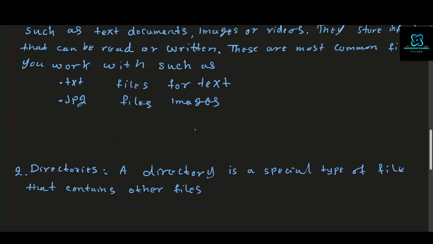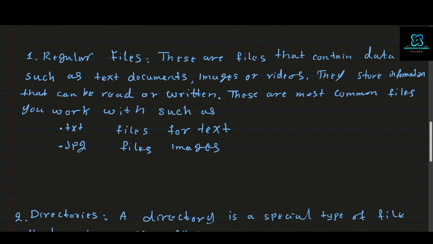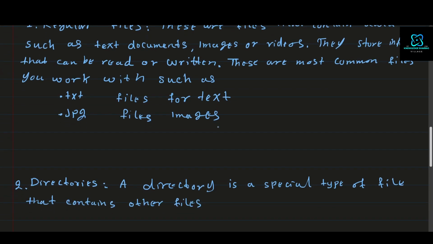For example, when you create a regular file to organize your resources, you store them in another type of file, which is directory. Okay, the directory, they do not contain any type of data. They are just there to store regular files in them. We can explain it like this.